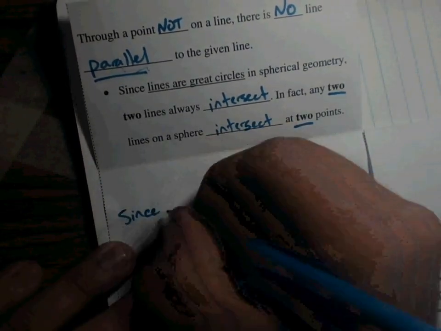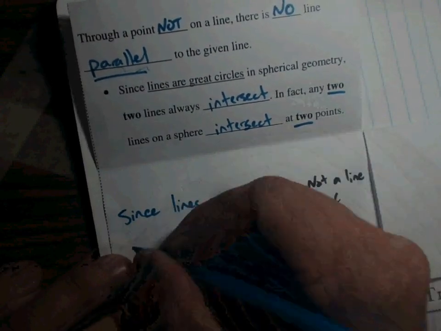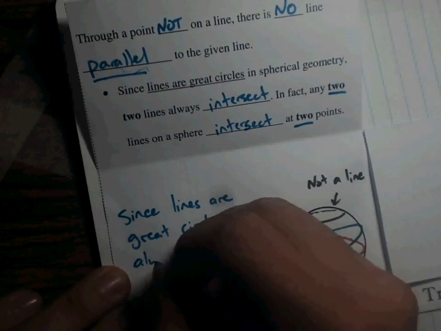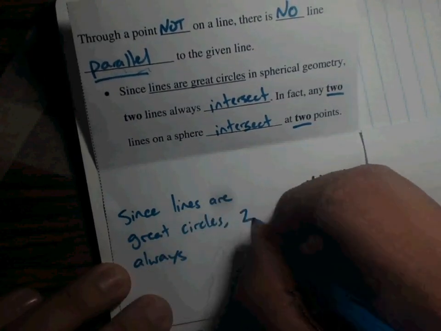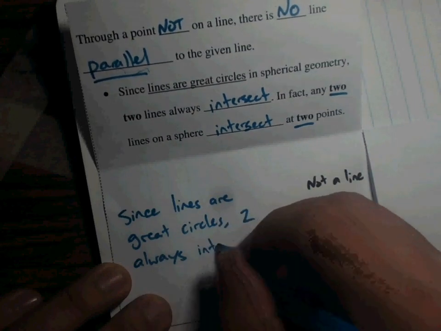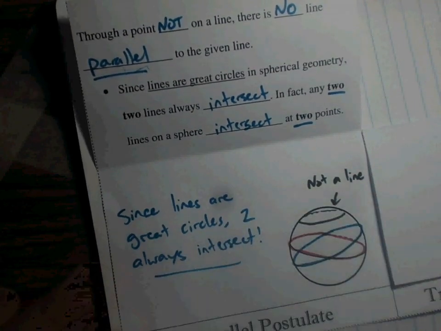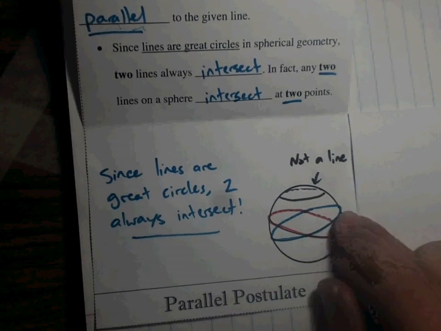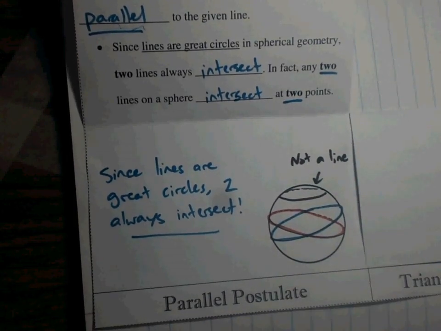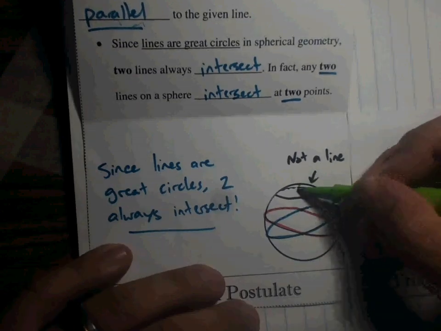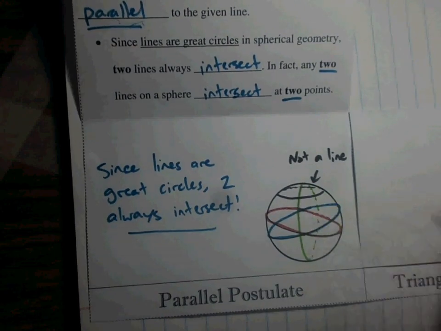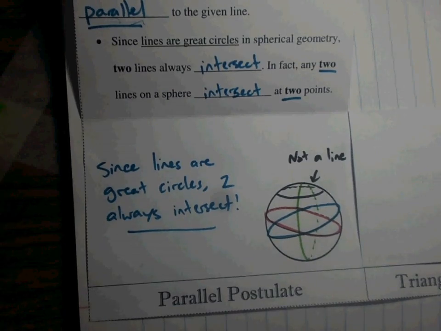Since lines are great circles, two always intersect. That's all it says. This one up here is not a line because they have to be the full circle. Even if you draw another one straight down, going back up, it intersects here and there. They just have all these intersection points. So lines can never be parallel in spherical geometry because they're always going to be full circles.